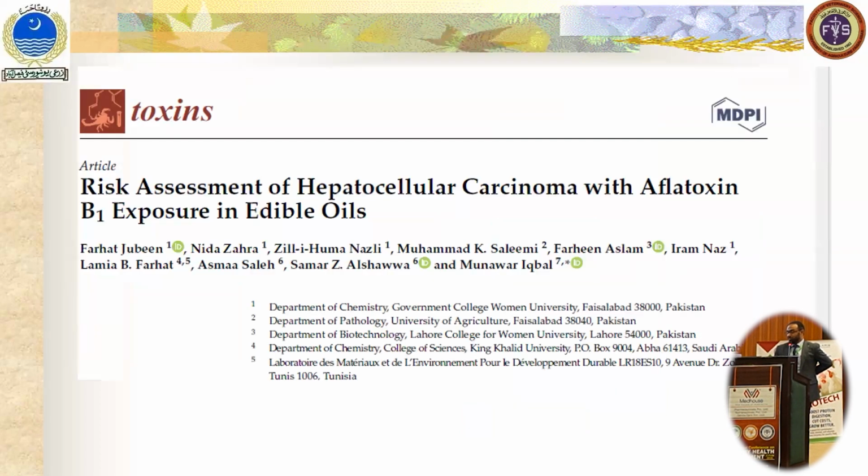This is our recent publication on the risk assessment of hepatocellular carcinoma with aflatoxin B1 exposure in edible oils. This is a very interesting study. The edible oils we consume in Pakistan come mostly from oilseed crops and their meals. If they have a high level of aflatoxin, there is ultimately a risk to the human population, because Pakistan is one of the leading oil-consuming countries, and mostly we import the oil.